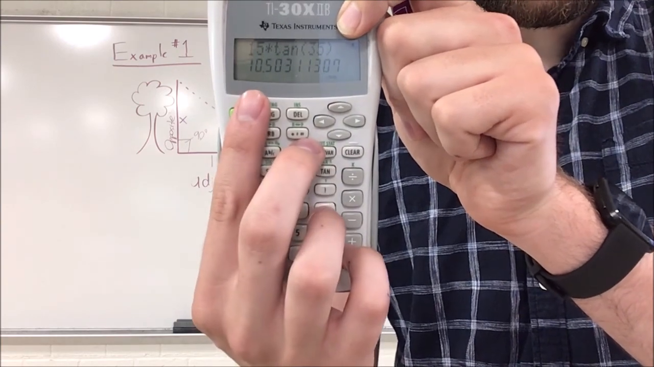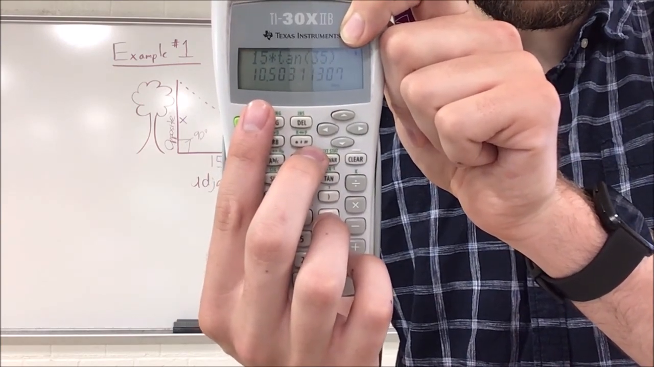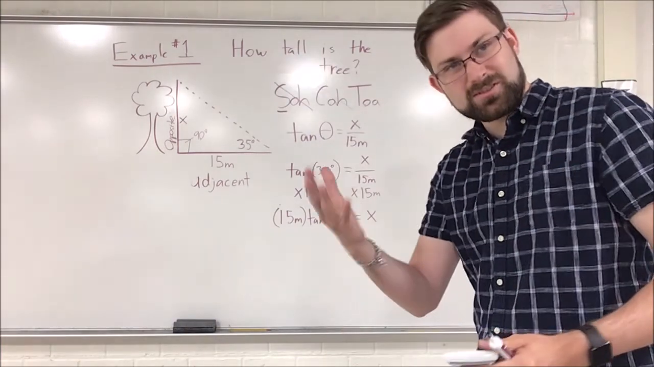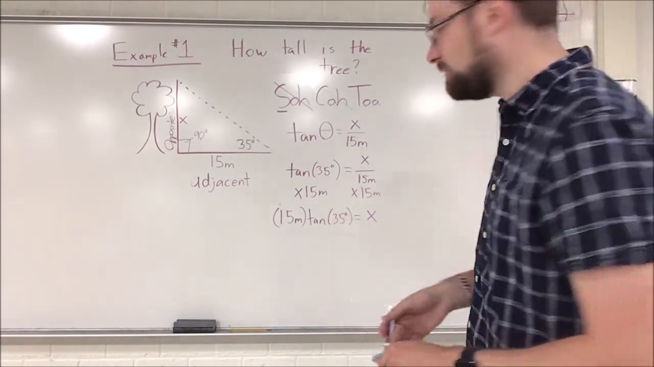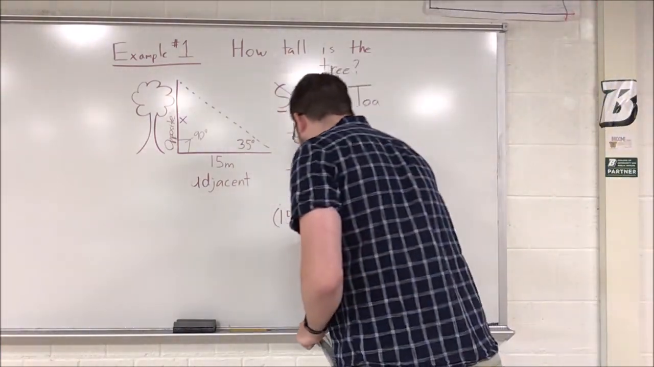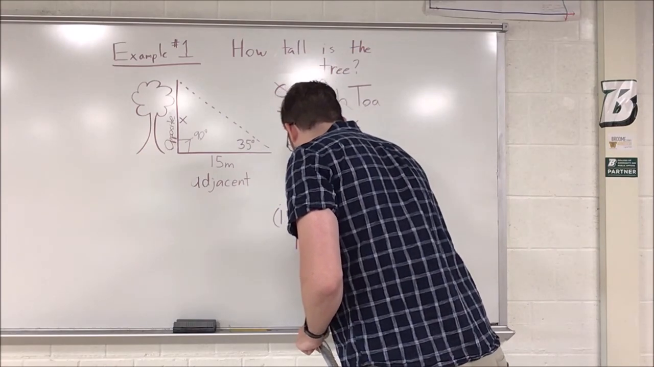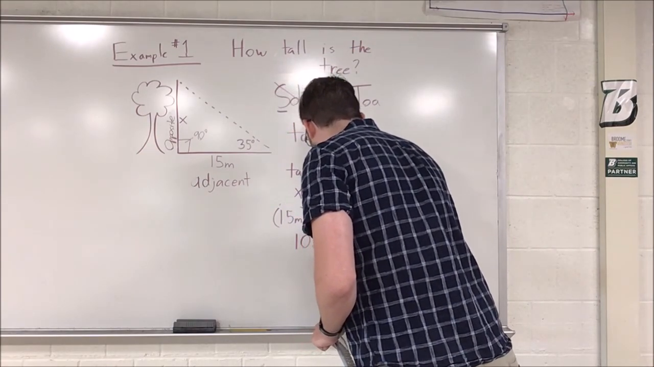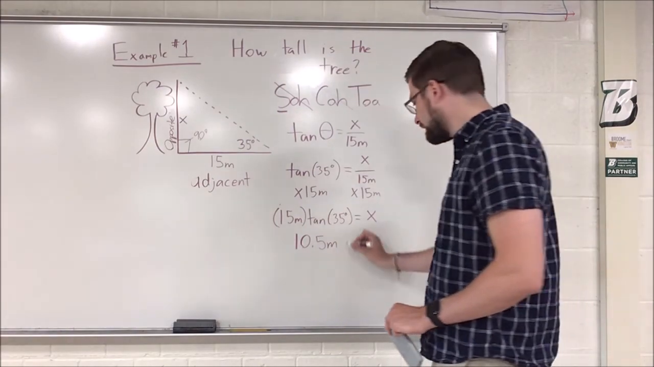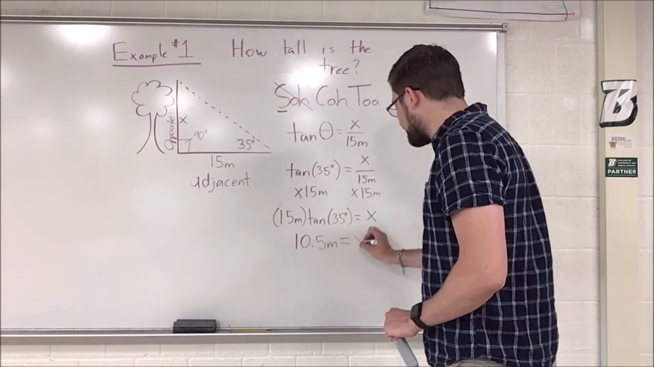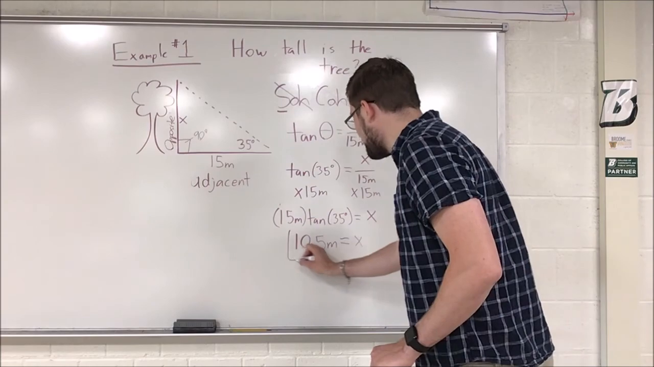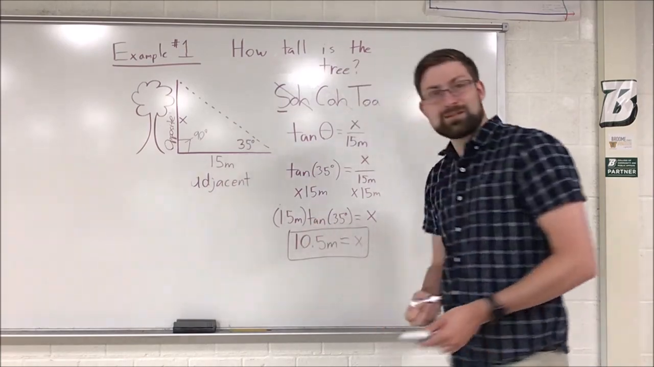And so my answer is 10.5. Okay, some extra stuff at the end, but at that point it's too little to worry about. So we get that 10.5 meters, I gotta remember my units, is equal to x, which is the height of the tree. So the tree is 10.5 meters tall.